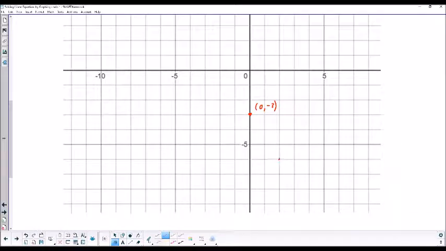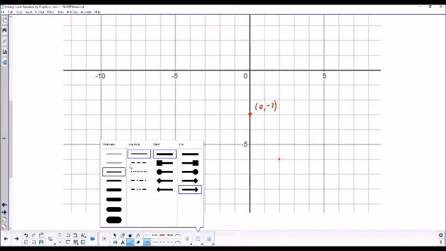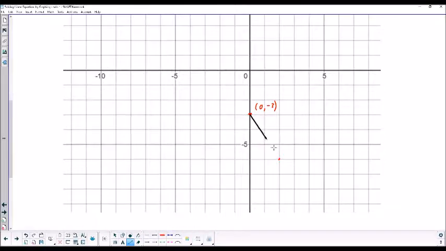There's the next point that is on the line, and then I'm going to now draw the line as accurately as I can. And I'm going to draw another line in the opposite direction just to show that I'm extending the line in both directions. So there's the line, y equals negative 3 minus 3 over 2x.